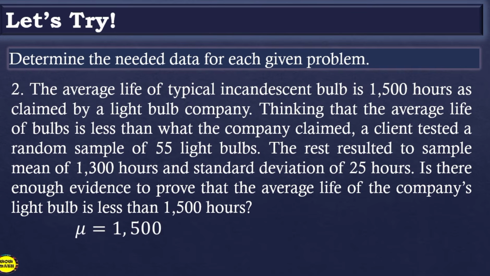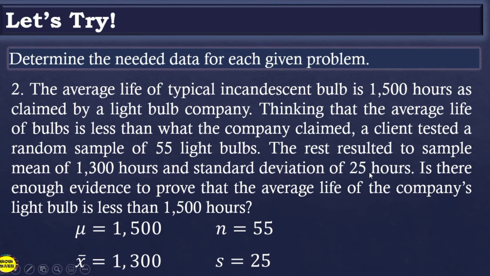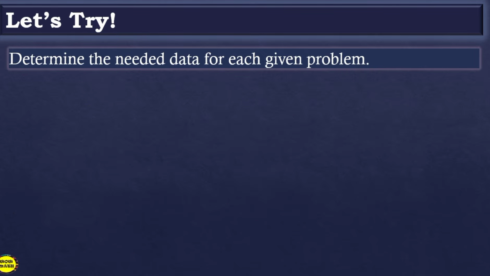Okay, so the answer is, the population mean is 1,500, the sample mean is 1,300, the sample size is 55, and the sample standard deviation is 25. Okay, so I think na-recall nyo na kung paano tayo nagde-determine ng given data sa problem. So itong skills na yan ay gagamitin natin para mas madali natin ma-identify kung t-test or z-test ba ang gagamitin natin.